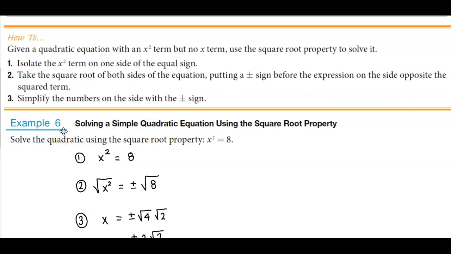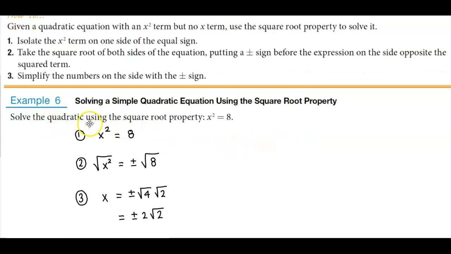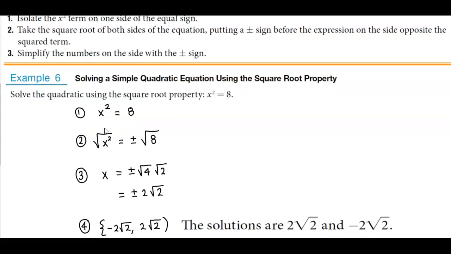So for example 6, solving a simple quadratic equation using the square root property. Solve the quadratic using the square root property: x squared is equal to 8. So the first step is we have x squared is equal to 8. We have to ask ourselves, is the x squared term isolated on one side of the equation? It is. And so now the next step is to use the square root property.